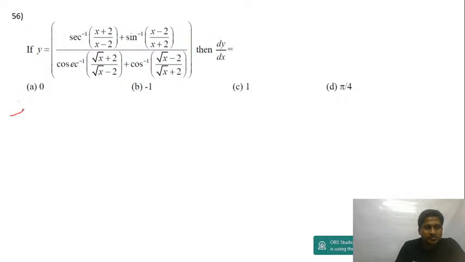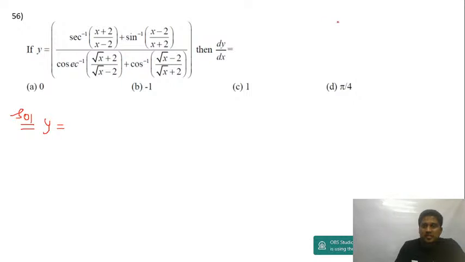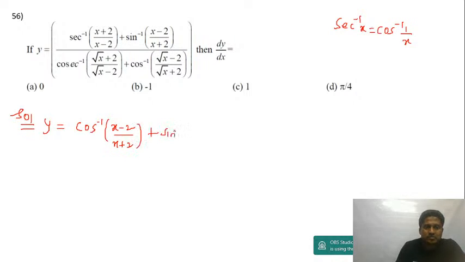Question number 56. Okay, y is equal to... yeah, now listen, sec inverse of x can be written as cos inverse of 1 by x, right? Inverse trigonometry. So the sec inverse can be written as cos inverse. I can write this as cos inverse of x minus 2 upon x plus 2, and then plus this I keep as it is. This is sine inverse of x minus 2 upon x plus 2.